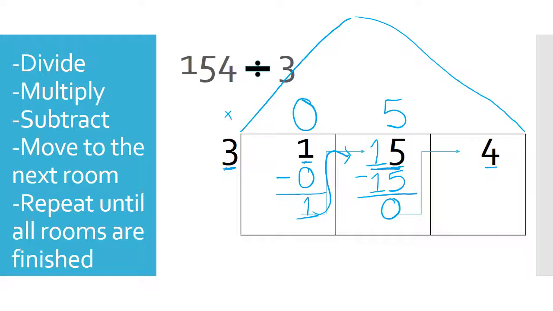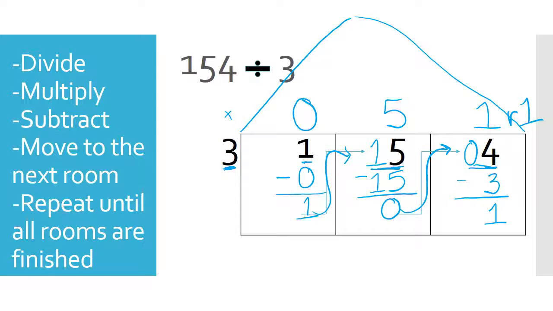Now I've got to move that 0 to the next room. I've got to keep moving things until I have all of the rooms finished. And once I've moved that 0 over to the next room, I start back over again. I've got to divide this room as well. So how many times does 3 go into 4? Well, that only goes in once. I'm going to write that on top of the house. What is 1 times 3? It's 3. Going to subtract and get 1. I have no more rooms, so that's going to be my remainder.